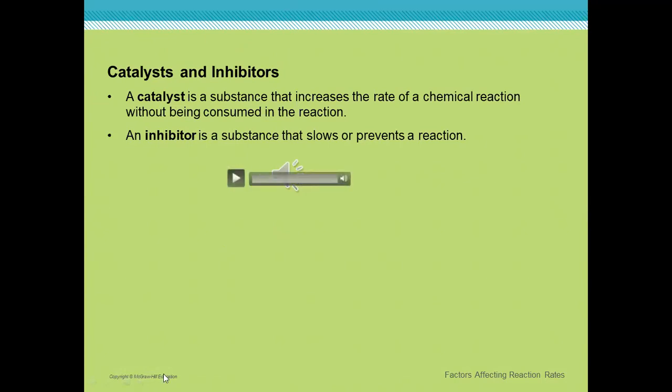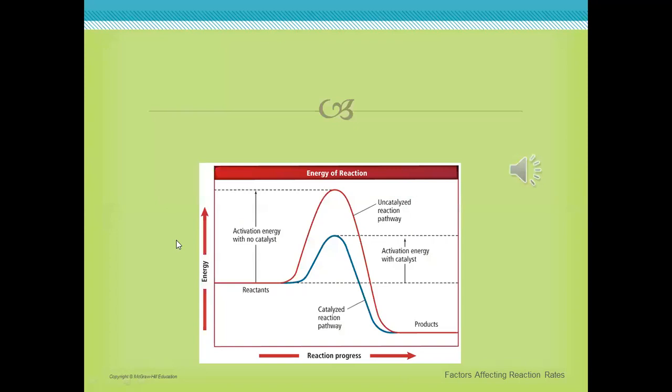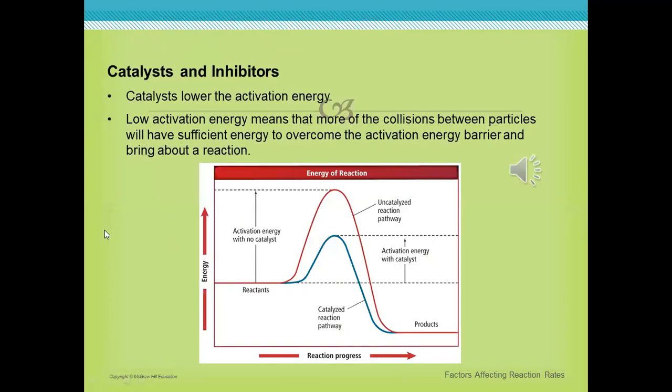So can you read again, catalyst and inhibitors? A catalyst is a substance that increases the rate of the chemical reaction without being consumed in the reaction. An inhibitor is a substance that slows or prevents a reaction. Okay, thanks. After that, this means catalyst and inhibitors again.